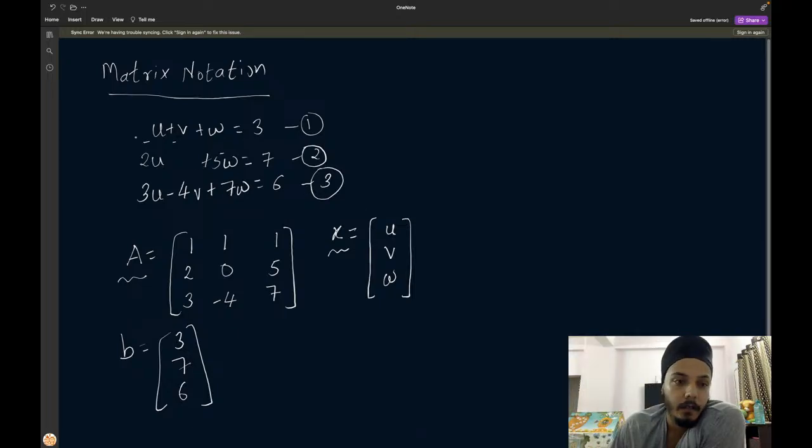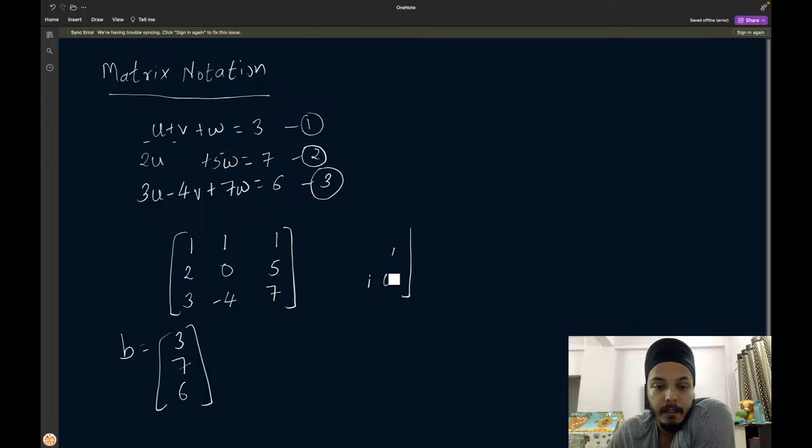So we have the equations here. We have this A, X, and B. Now what we can do is we can write these equations in the form of matrix. So let me clear this. So this is our A matrix. We can write X matrix adjacent to that A matrix. So it will be U, V, W. So this will be equals to nothing but B, that is 3, 7, and 6.